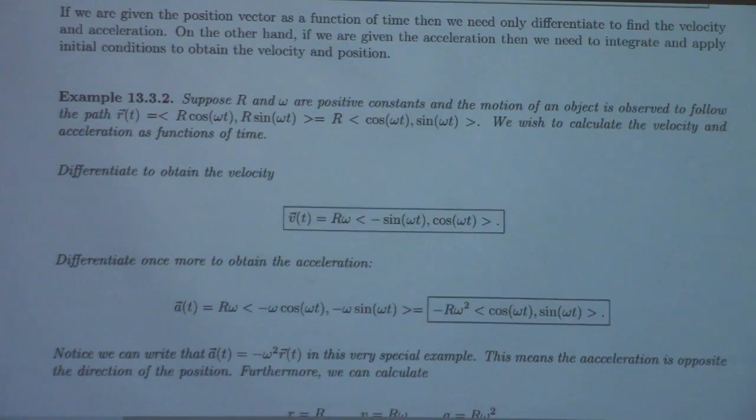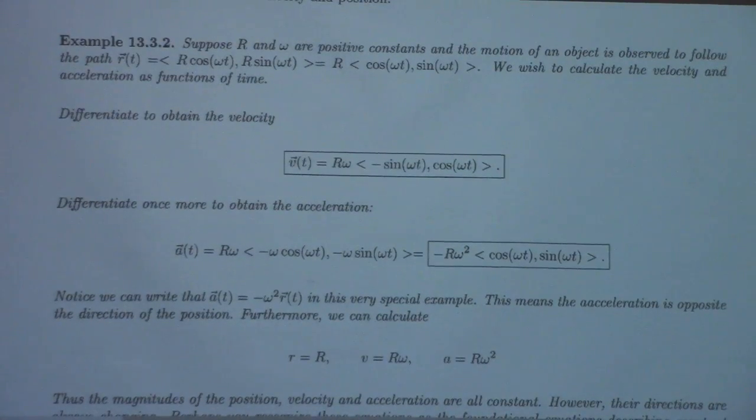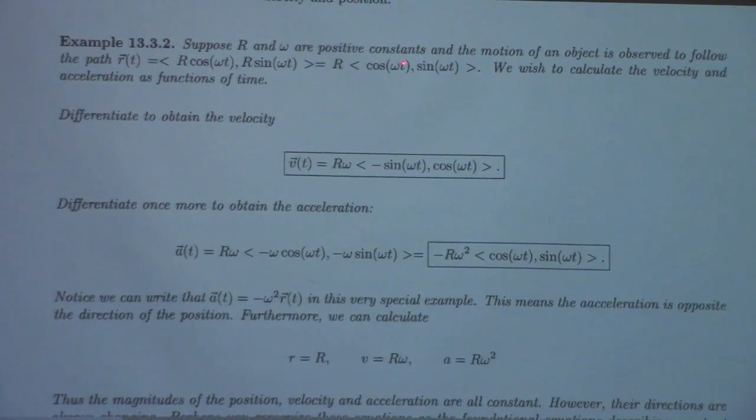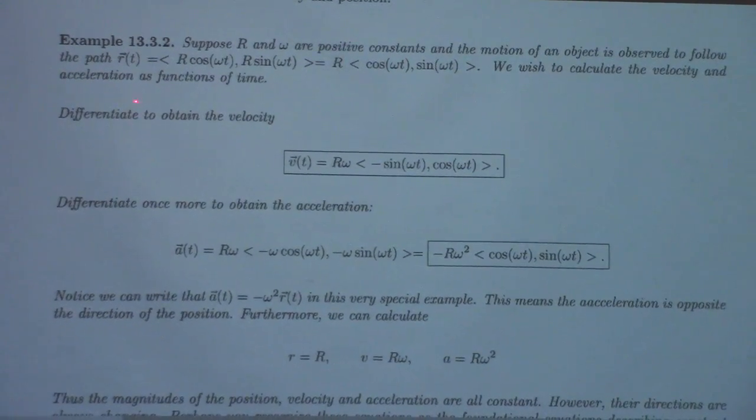Here's an example. If I have the path r cosine omega t, r sine omega t, which is, by the way, just r times this vector, cosine, sine. This is a unit vector. It has length 1. It just points in the direction of standard angle omega t. Anyway, calculate the velocity.